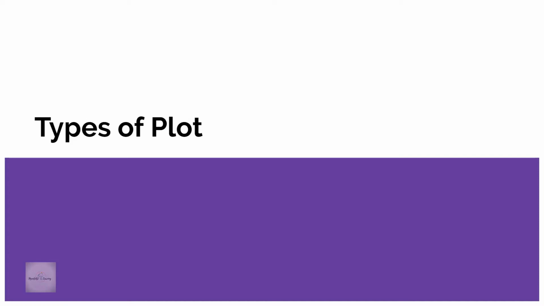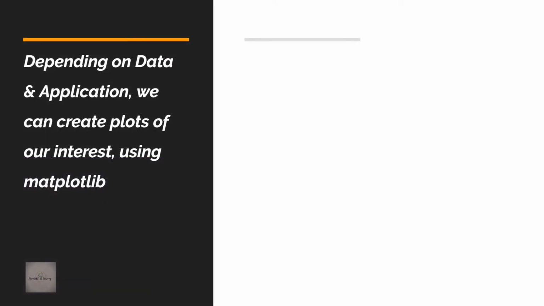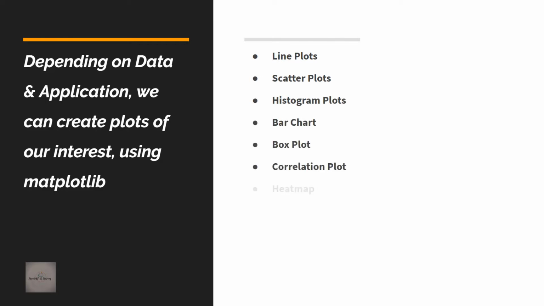Welcome back guys. Now, depending on data and application, we can actually create the plots of our interest by using a variety of plots available in Matplotlib. So, some of the different types of plots available in Matplotlib are line plots, scatter plots, histogram plots, bar chart, box plot, correlation plot, heat map, violin plot, swarm plot, pie chart, and many more. So guys, now let's start our journey on this with line plots.